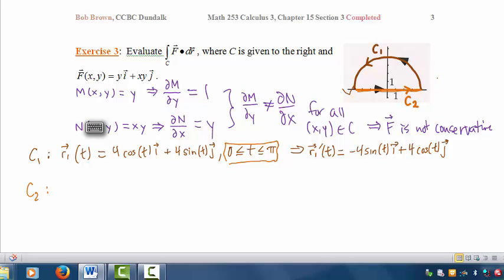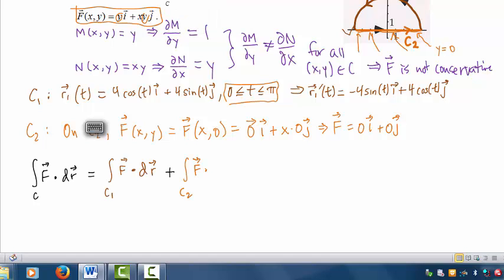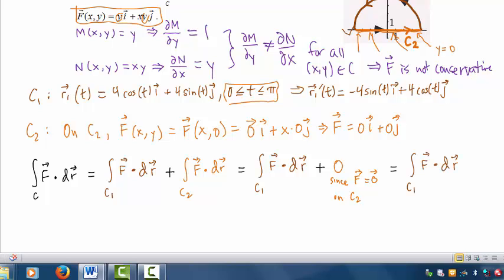But notice that along this curve C2, at every single point along here, the y-coordinate is 0. Look at F. On C2, F is equal to 0. Therefore, since F is the 0 vector on C2, the line integral of F over C is equal to the line integral of F over C1.